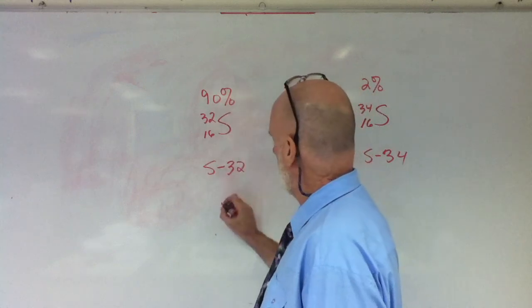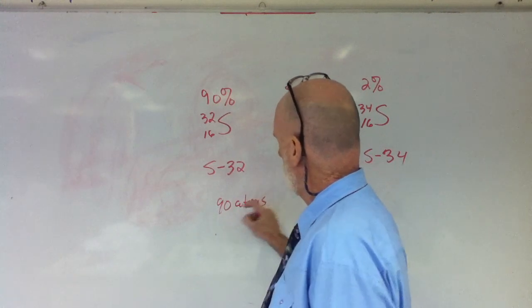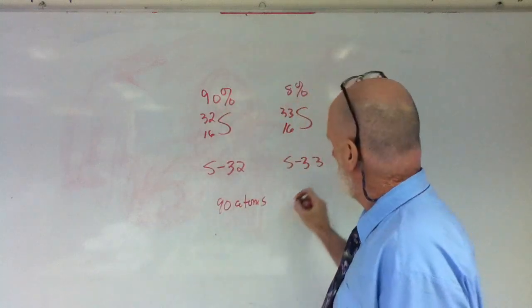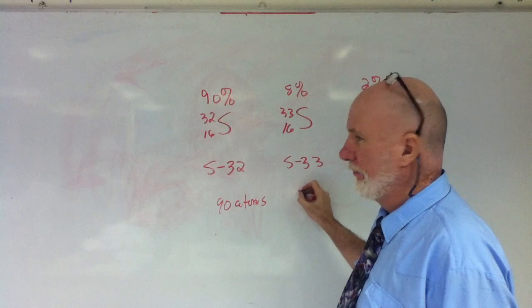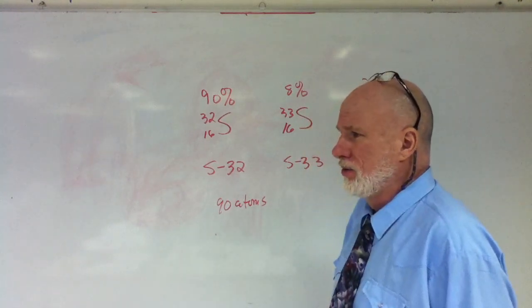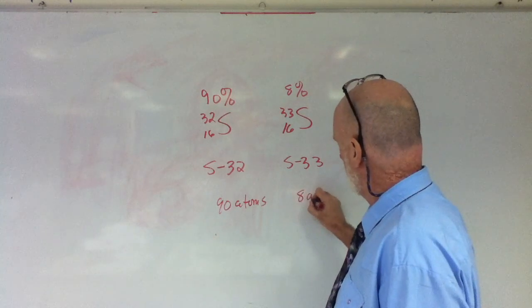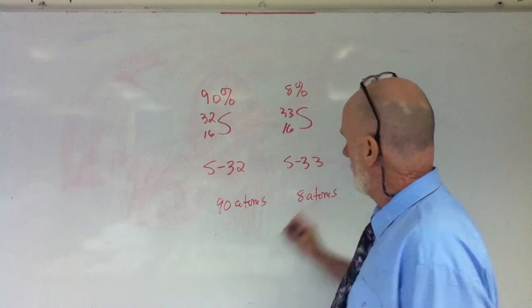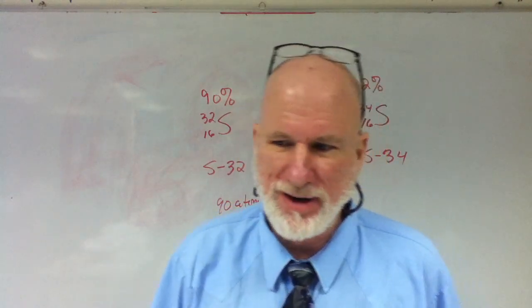So 90% of 100 is 90 atoms of that isotope. How many of this isotope? 8. How many? 8. What'd you say? 8. Excellent. Nice recovery. 8 atoms of sulfur 33.